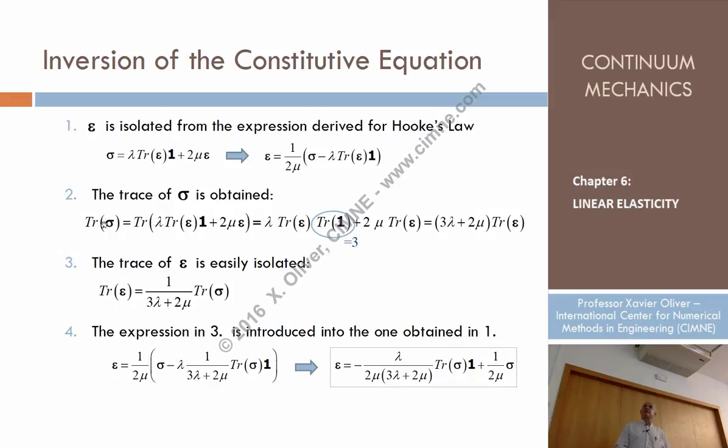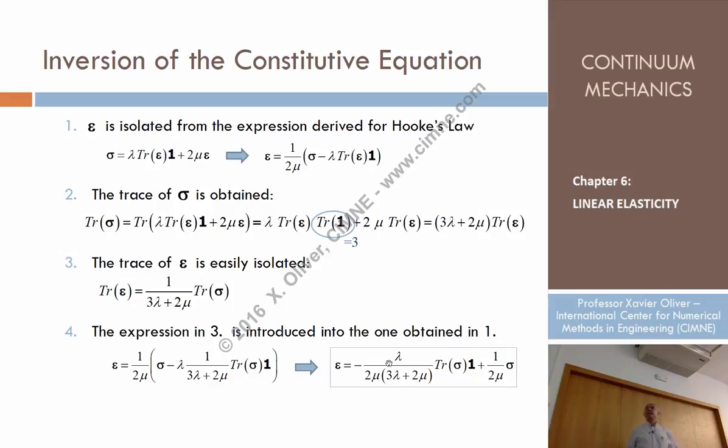The trace of this is the trace of that. This is a scalar, so it goes out, plus the trace of 1. The trace of the tensor 1 is what? The sum of the diagonal terms, so it's 3. So 3 lambda trace of epsilon plus the trace of that, which is 2 mu trace of epsilon. So it's 3 lambda plus 2 mu times the trace of epsilon. So now first we solve for the trace of epsilon: that term goes to the other side, 1 over 3 lambda plus 2 mu times the trace of sigma, and now we replace that into that term. And finally, after some operations, we obtain that.